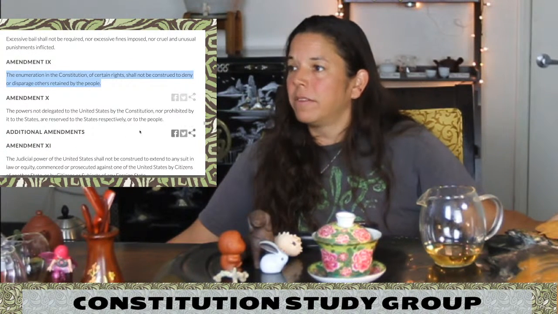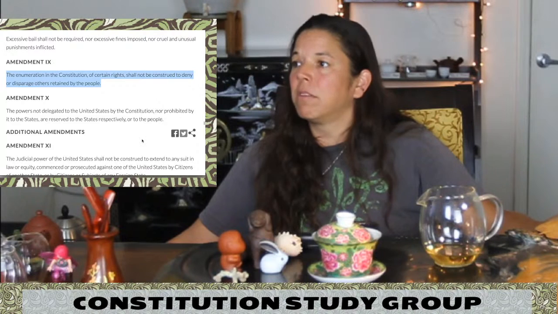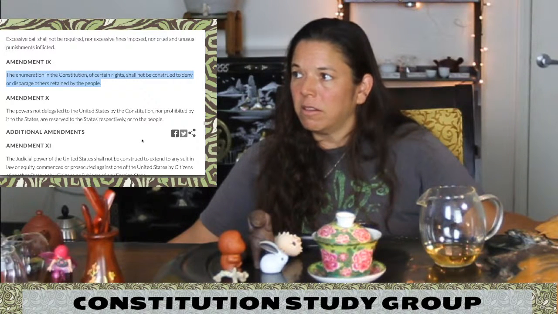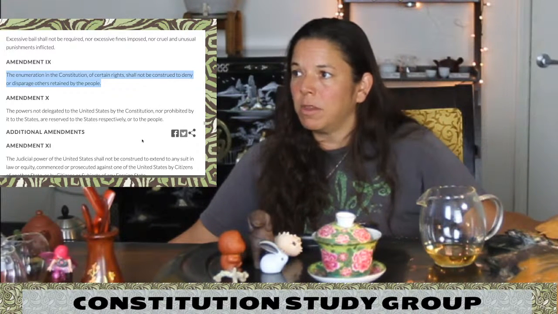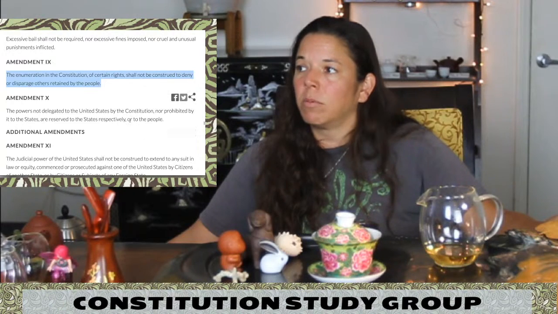All right, and then the last in the Bill of Rights, the 10th Amendment. So the powers not delegated to the United States by the Constitution, nor prohibited by it to the states, are reserved to the states respectively or to the people. So this one just provides that hierarchy of influence: federal, state, individual. So again, nothing about individual rights. So yeah, that's the Bill of Rights. That's what we're working with.